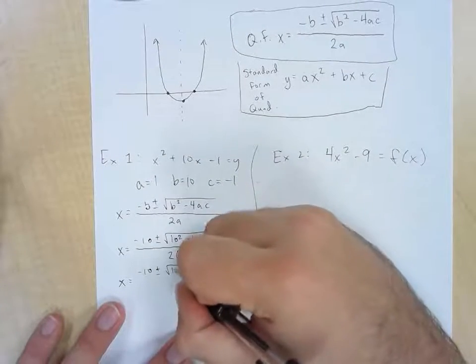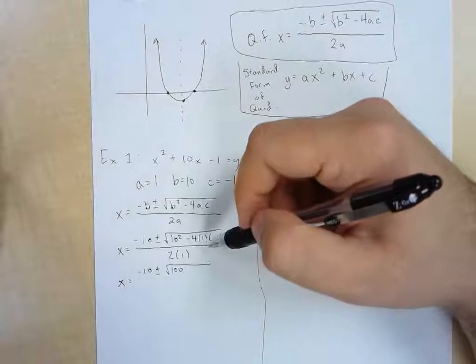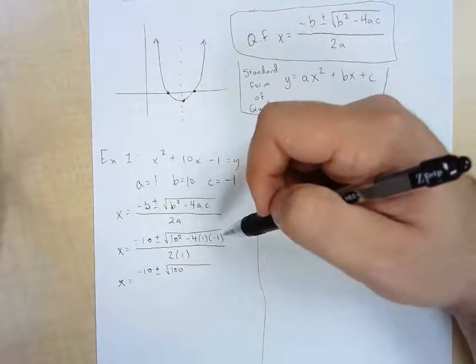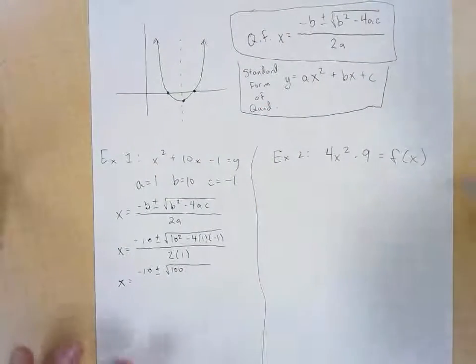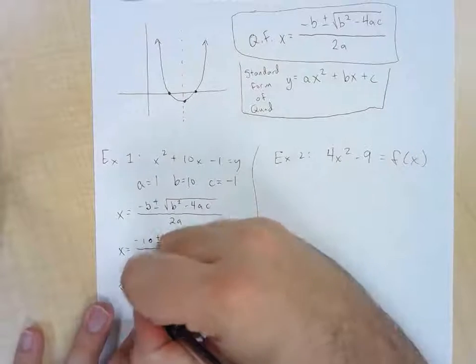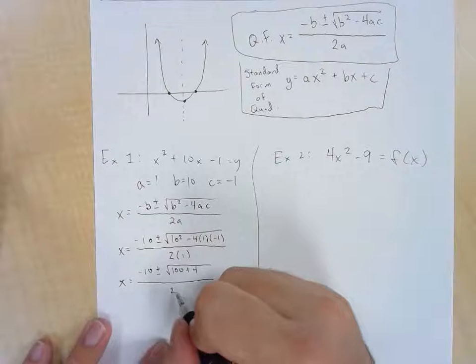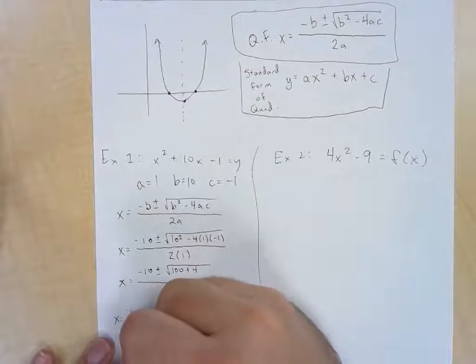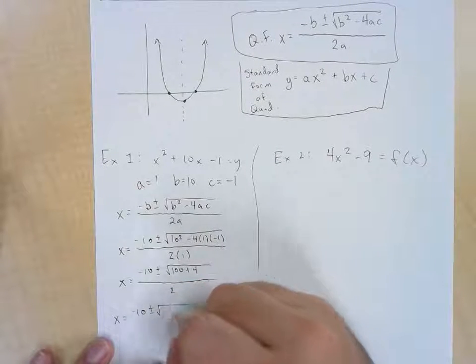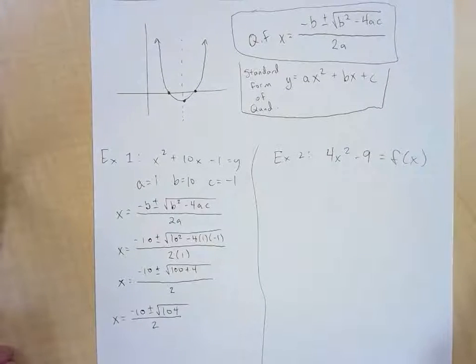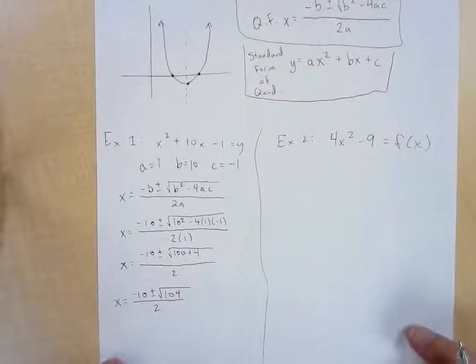10 squared is, of course, 100. Negative 4 times 1 is negative 4. Times negative 1 is positive 4. So we get 100 plus 4, all on the inside of your square root, divided by 2 times 1, which is 2. So x equals negative 10 plus or minus the square root of 104 divided by 2, which 104 is not a perfect square, and that's okay. It is fine not to have a perfect square.